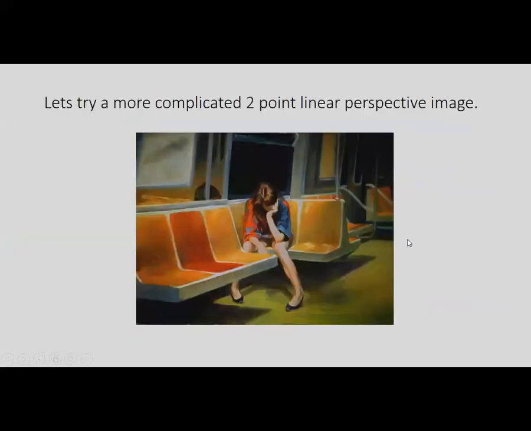So now we're going to try something that's really complicated that uses 2-point linear perspective. Here's this girl. Why isn't anybody else on the subway? I'd be kind of nervous. There needs to be more people there.